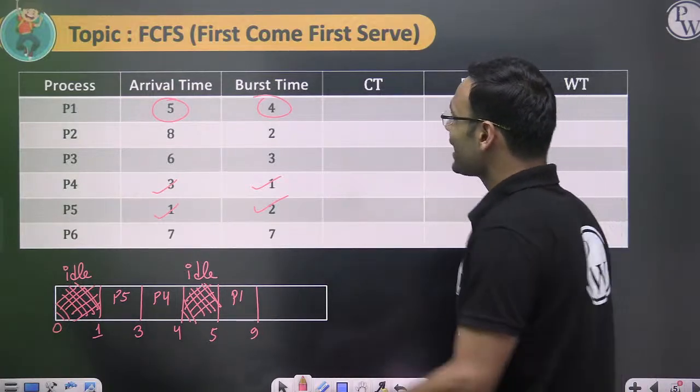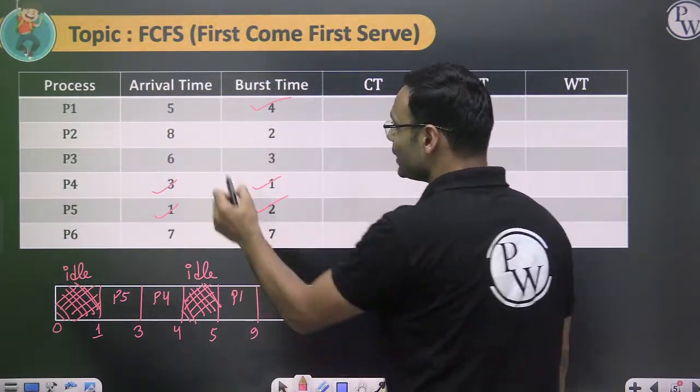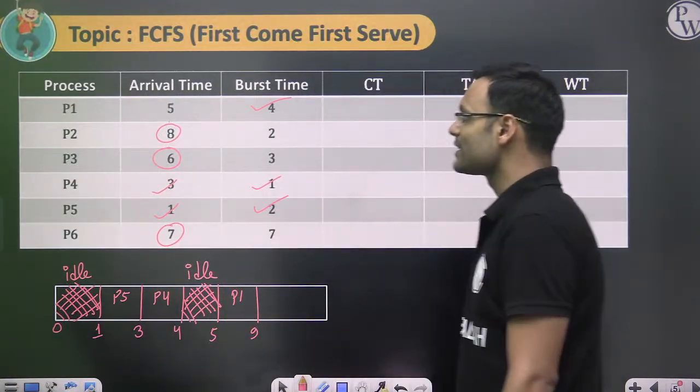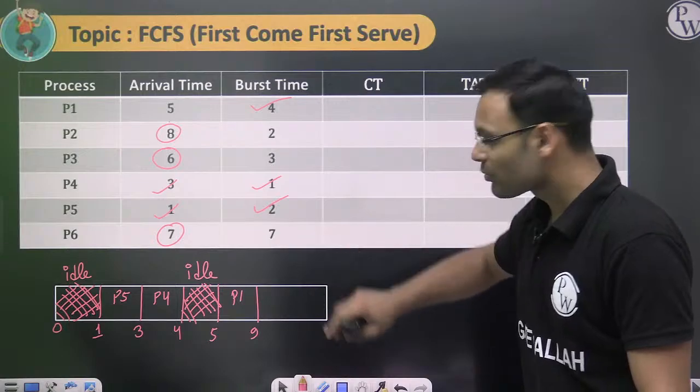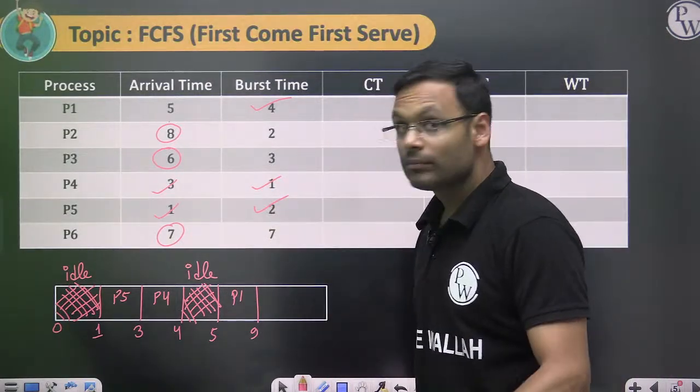Okay, next, this process is done up to 9 time units. At 6, this has arrived. At 8, this has arrived. At 7, this has arrived. So we have 3 remaining processes. All 3 have arrived. Okay, let's run them.